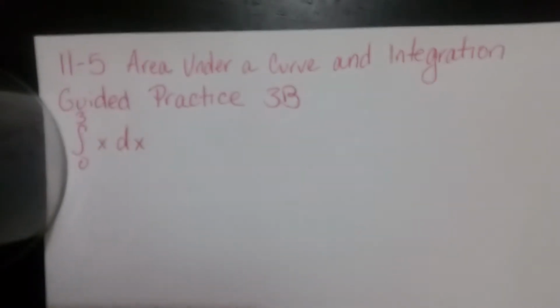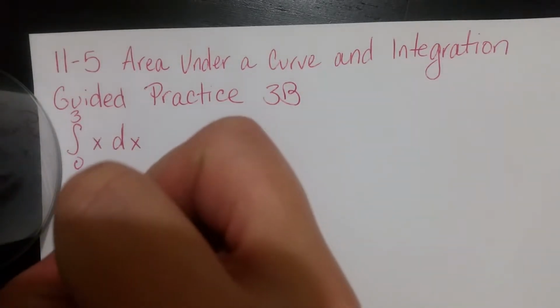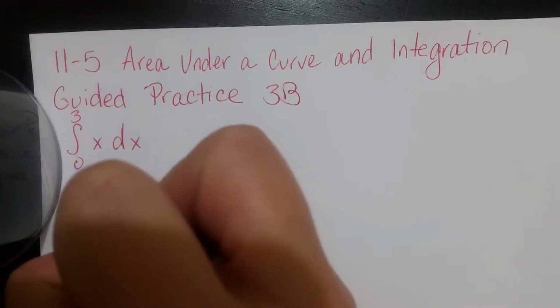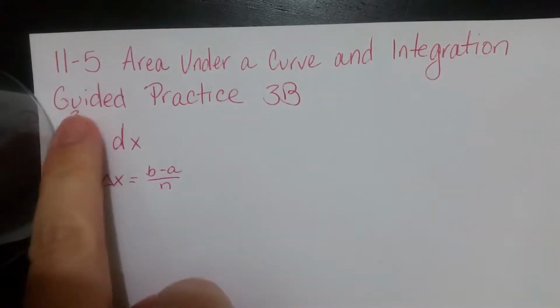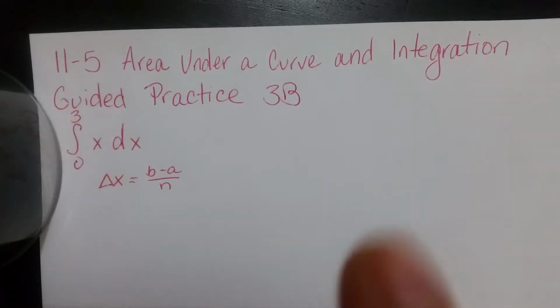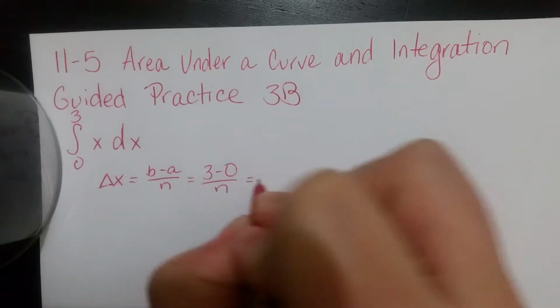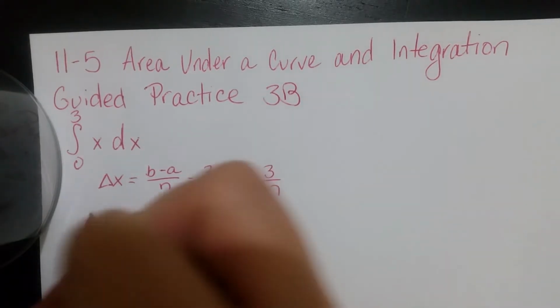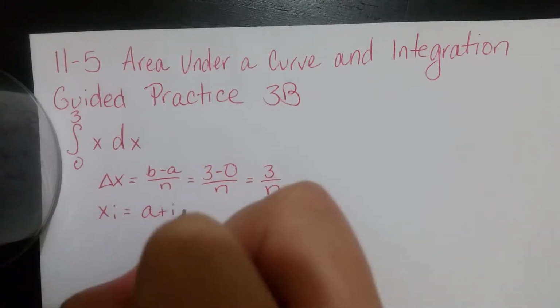The guided practice 3B from section 11.5, and we're finding the area under the curve, and so it's given us a definite integral. The first thing you need to do is figure out delta x, and remember delta x is b minus a over n, which is basically your start and end point. So in this case it's going to be 3 minus 0 over n, or 3 over n. Then you need to find x sub i, which is a plus i delta x.